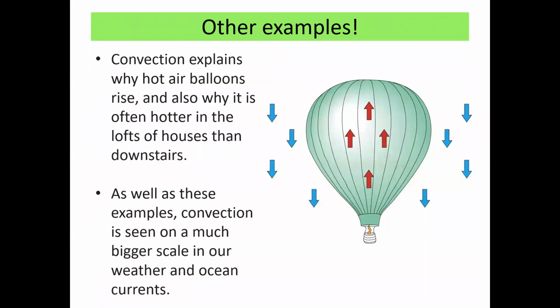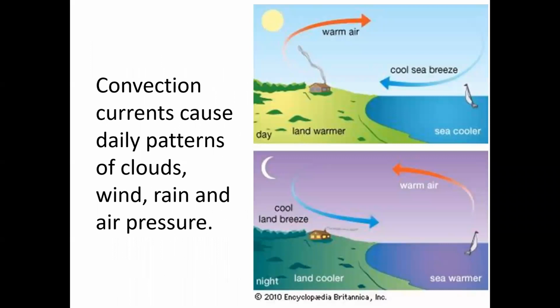So there are other examples. Convection explains why hot air balloons rise, and also why it's often hotter in the lofts of houses than downstairs. As well as these examples, convection can be seen on a much bigger scale in our weather and ocean currents. So convection currents cause daily patterns of clouds, wind, rain, and air pressure.